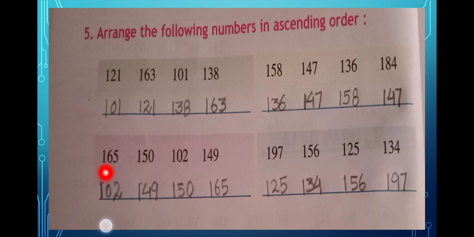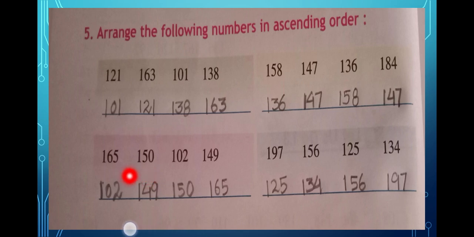Okay children. In the same way, this one also, here also all the numbers are 3 digits. And all the hundreds places are having 1. See 1, 1, 1, 1. So we have to check in the tens place. In the tens place it is 6, here it is 5, here it is 0, here it is 4. So obviously 102 will be small. So I have written this one 102 first. Then the next small number will be which one? 4, isn't it? So 149 will come in the second place.